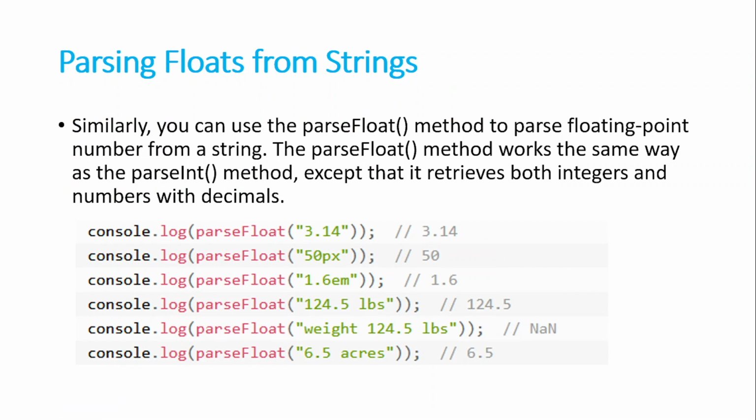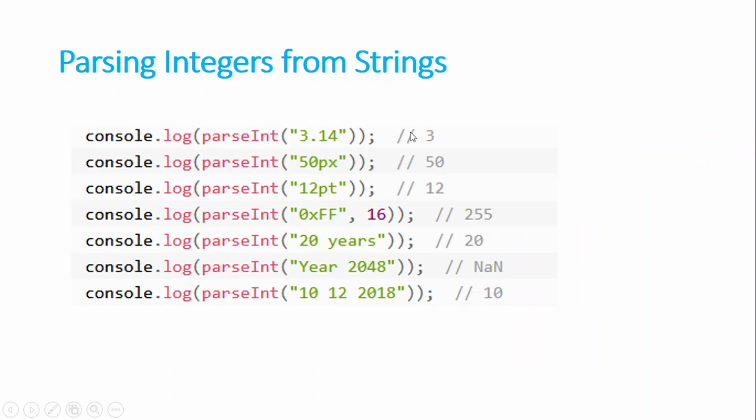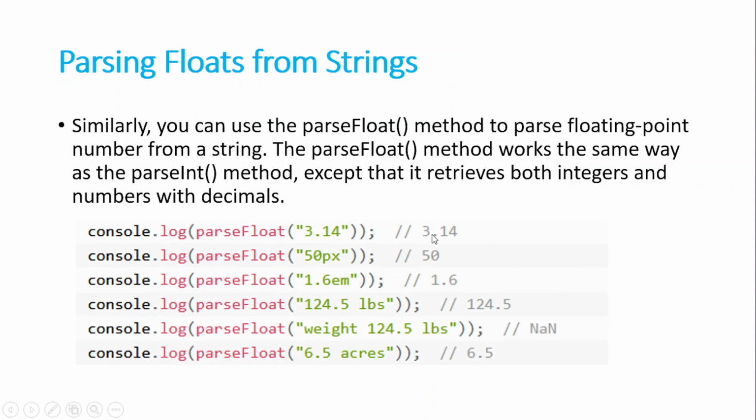Similarly, we have parseFloat. If you want to get the floating point result, at that time you will be using parseFloat. It is just like parseInt, but parseInt only gets the integer value from the string, while parseFloat also gets the floating point or decimal numbers as well. So you can see 3.14: in the earlier case it was only 3, but now it is also grabbing 3.14 as well. And 50 is also 50.